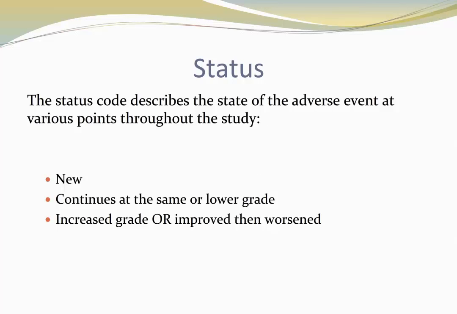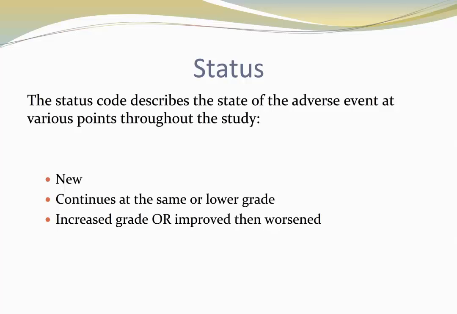Some studies collect status codes in addition to grade and attribution. These are monitored by CTEP's Clinical Data Update System, or CDUS, and are collected in studies called Complete Reporting Studies. If the study uses a baseline abnormalities form, it is a complete reporting study, and status will be collected on the AE form. Status is the state of the adverse event at various points throughout the study. The status can be new, if this is the first occurrence of the event on study, or a previously reported AE that may continue at the same or a lower grade, or a previously reported AE that may have worsened or improved and then worsened again.